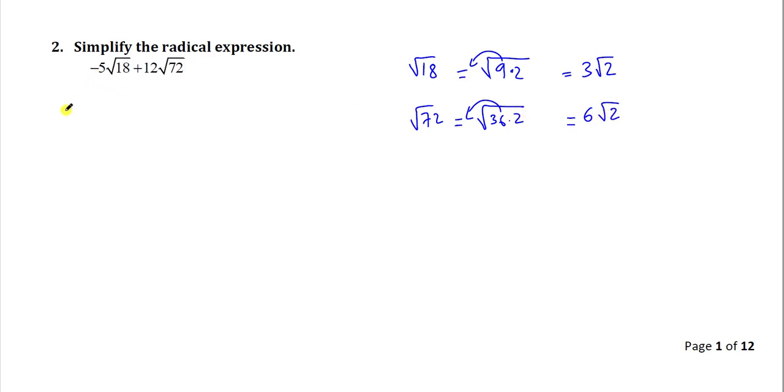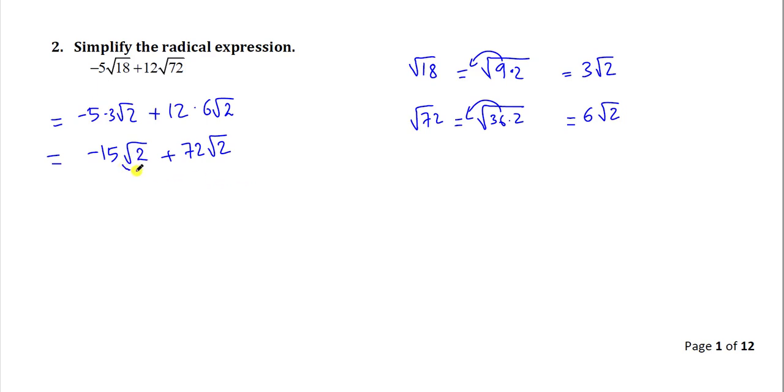Now I can move back to the expression and combine them together. The square root of 18 is now 3 times radical 2, and I carry the 12 down here. The square root of 72 is 6 times radical 2, so we multiply by 6 radical 2. Now we can simplify one more time. Minus 5 times 3 is minus 15 outside of the radical. 12 times 6 is 72. And then we still have radical 2.